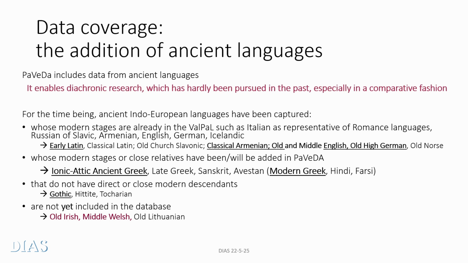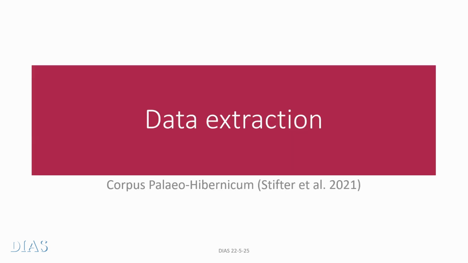Modern Greek is already there. Hindi and Farsi will be there. And there are also ancient or medieval Indo-European languages which do not have direct modern descendants. Gothic is already there, Hittite and Tocharian. And languages whose modern descendants are not yet included in the database: Old Irish, Middle Welsh will certainly be there, and Old Lithuanian. I can tell you now that I'm fairly confident that modern Irish will also be there. And I'll say a few words on that in the end.